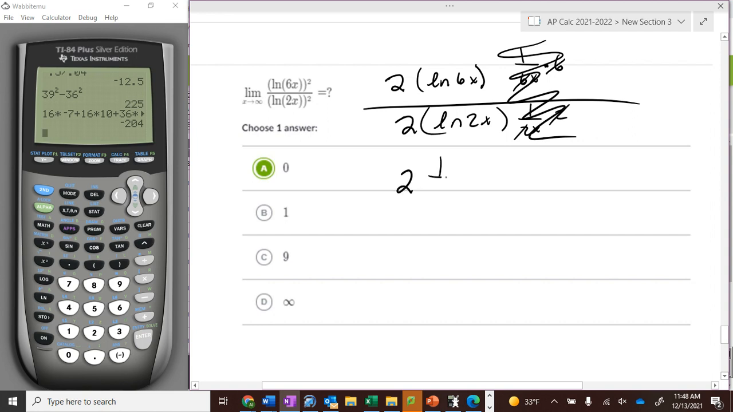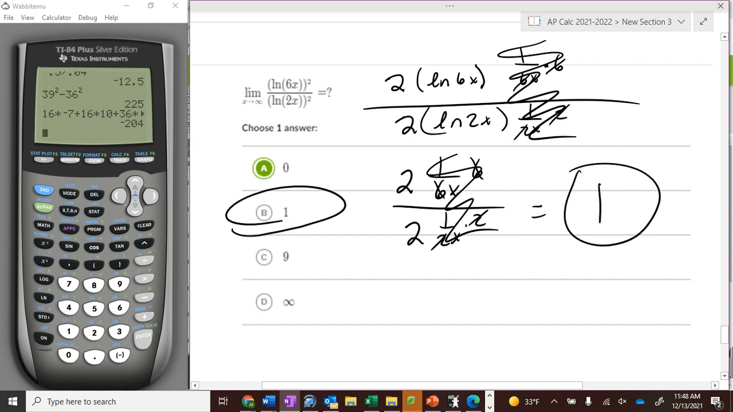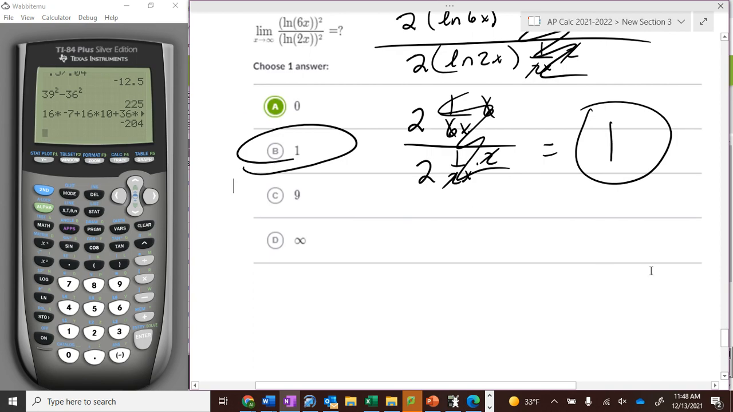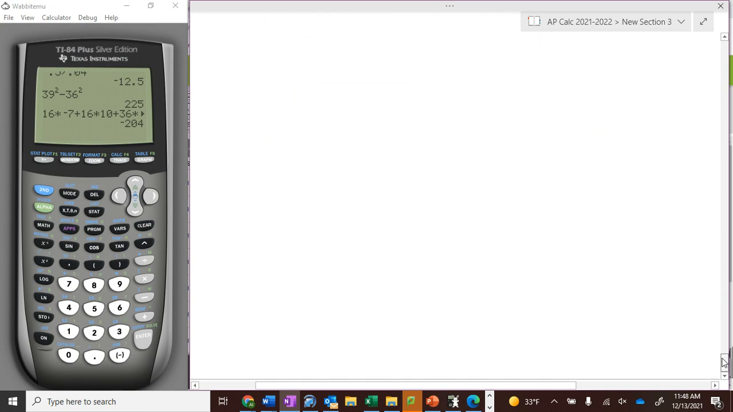So it's 2 times 1 over 6x times 6. The 6's cancel. And 2 times 1 over 2x times 2. The 2's cancel. What happens? 1 over x's cancel. You get 2 over 2, which is 1. The 0 was on there just as a decoy. That's it.